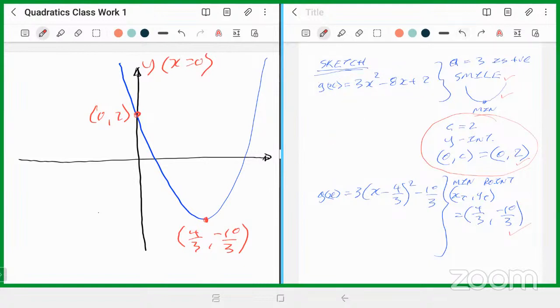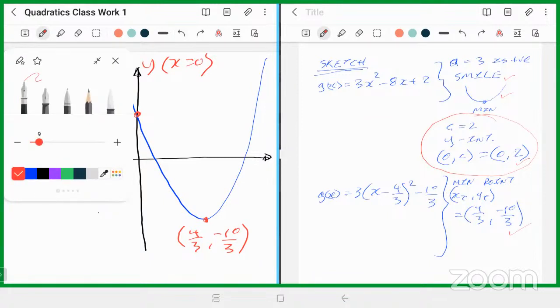All right? And that is it. That's the graph. I've placed the two things that I wanted, the minimum point and the y-axis intercept. And the shape is a smile, as you can see. The question went on to ask us to show the axis of symmetry. Let's put that in purple.